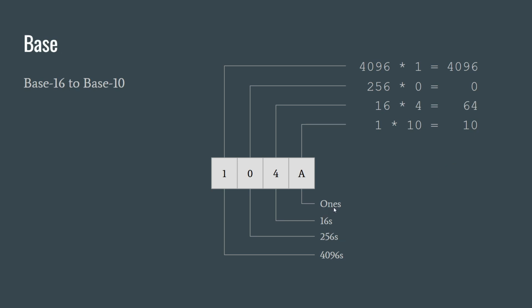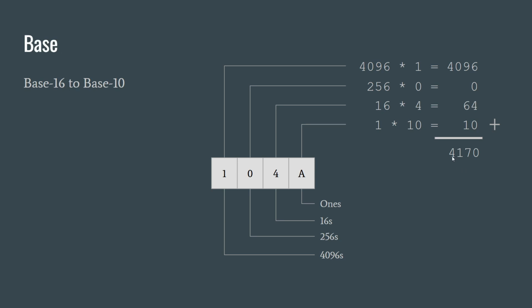And in the ones place, we have an A. And this is where it'll get a little wonky. Remember that A is 10, right? Because A comes after 9, and all the way up to F. F is 15. So we convert that digit to decimal. So A converted to decimal, or base 10, is 10. So 1 times 10 is 10. And then we're going to add all those numbers together.